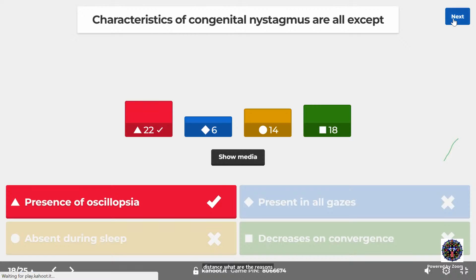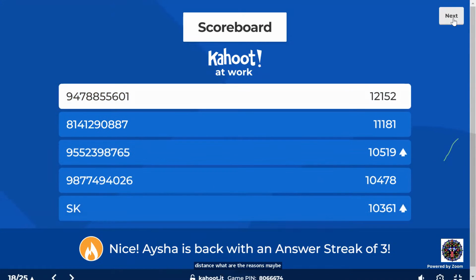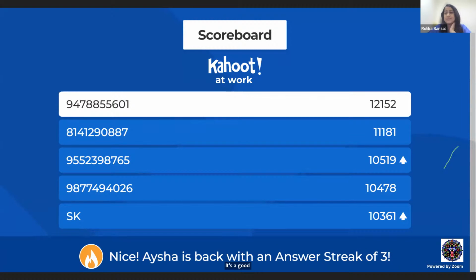Right, so going to the leaderboard. Yes, K has come up first time, I think. And 5601 has maintained it. I wish we had asked them to put in their name so that we can address them. No, that is suspense, that is good. Even we don't know the names. We don't know even whether she or he. So it's a good thing. The suspense continues. And Aisha is back with an answer streak of 3. So we'll go on to the next question.